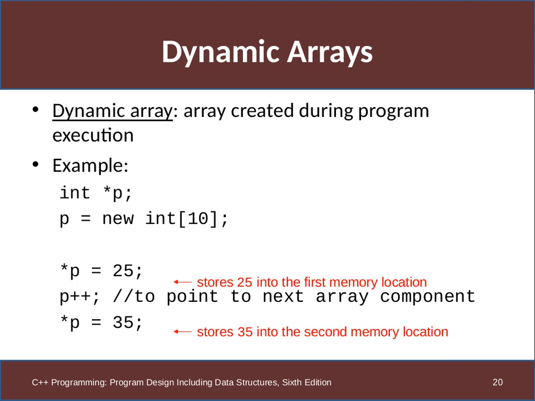Then it increments P. So then where is 35 going to? Element 1. So, hold on, we're getting our off by ones here. It's the second element of the array, or sub 1, so to speak.